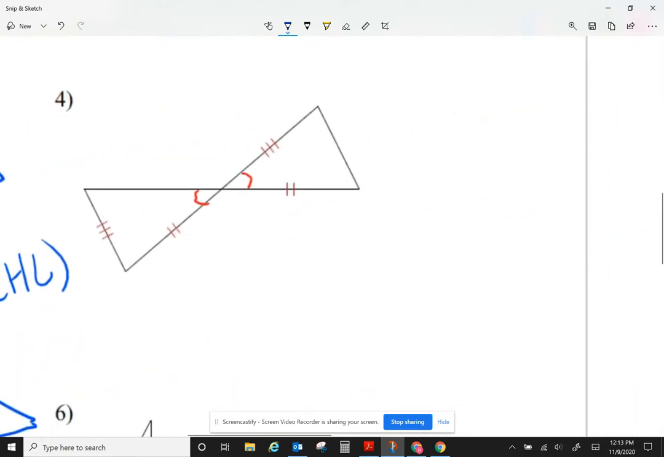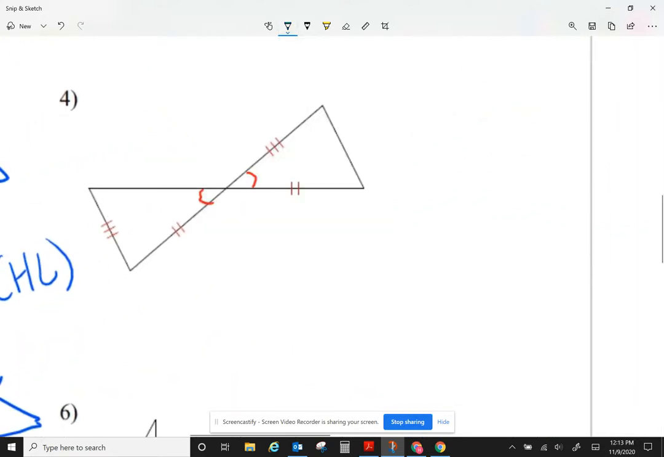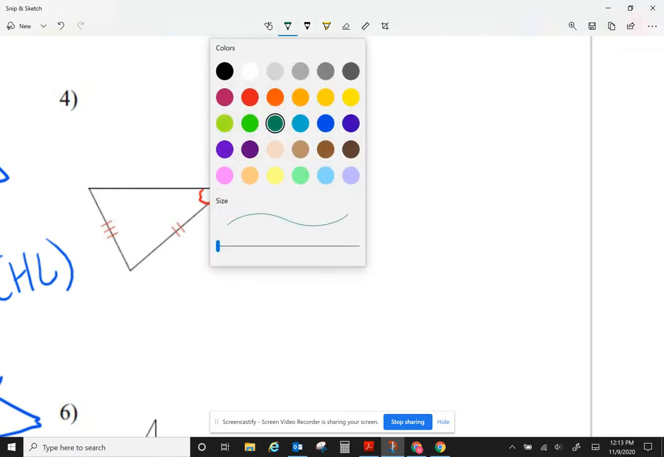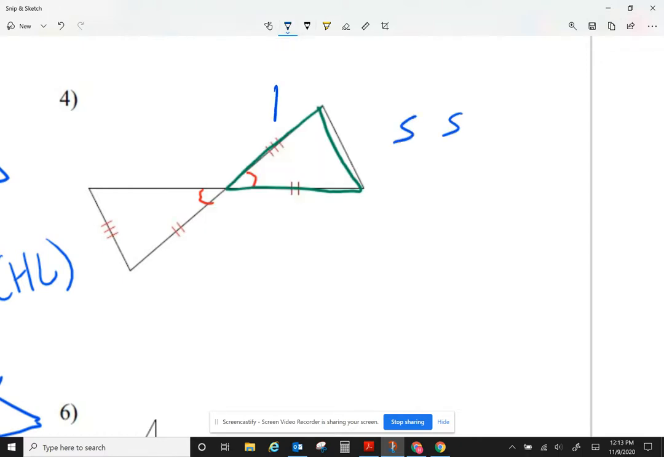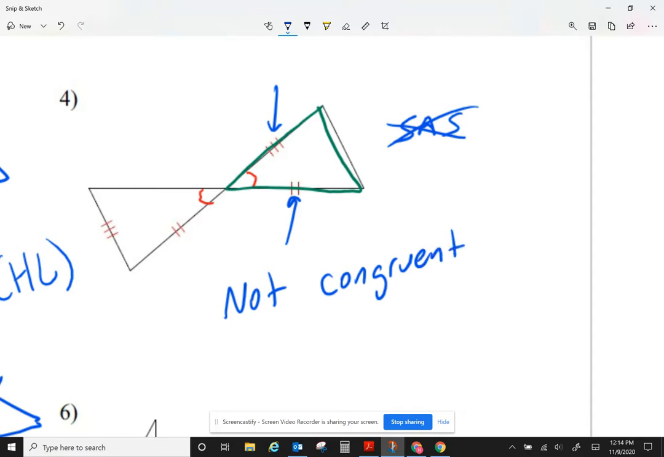Let me take a look at question number 4. Let me highlight a triangle. First of all, I see that I have two sides marked. You guys can see the two sides that I have marked. Then I ask myself, is the angle in between the sides? And remember, what I mean by in between is, is it the angle where the two sides meet? It seems like it is. So side, angle, side will be a good rule. However, I take a look at the other triangle. It must be marked the same way. It is not, right? The other triangle is not marked the same way. So because they're not marked the same way, I'm going to call this not congruent. The two triangles must be marked the same way.